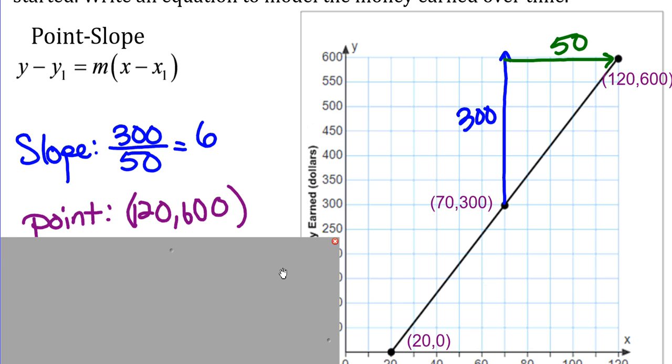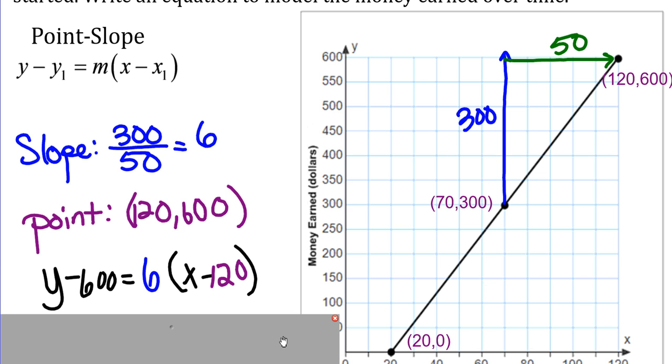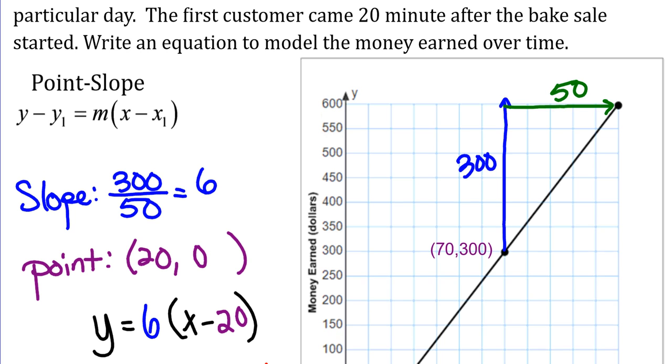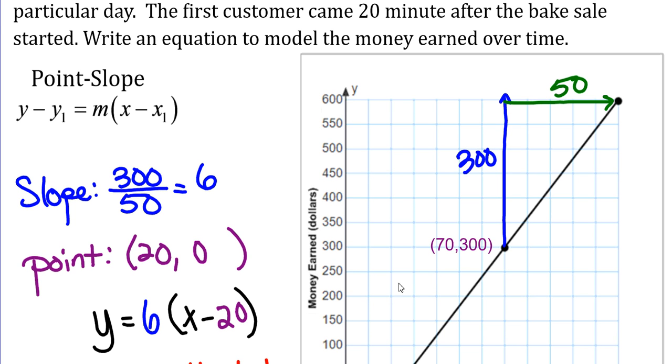So if I use that point, my equation could be y minus 600 is equal to 6 times the quantity x minus 120. But I didn't have to just use that point to write the equation. I also could have used this point here at (20, 0) to write the equation, which would be y minus 0, which is just y. So y equals 6 times the quantity x minus 20.